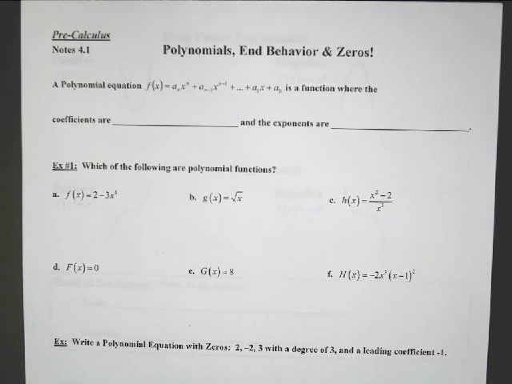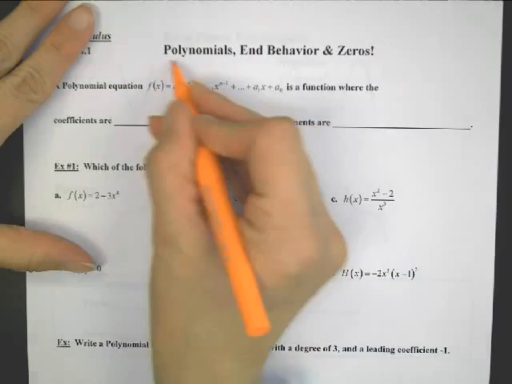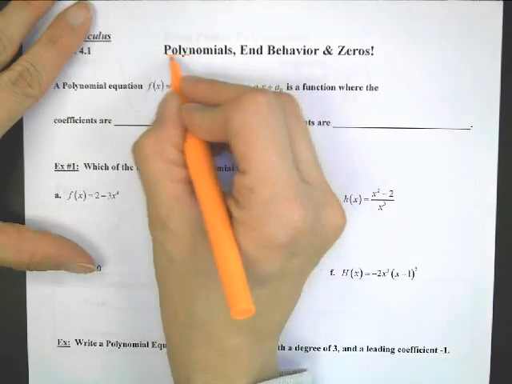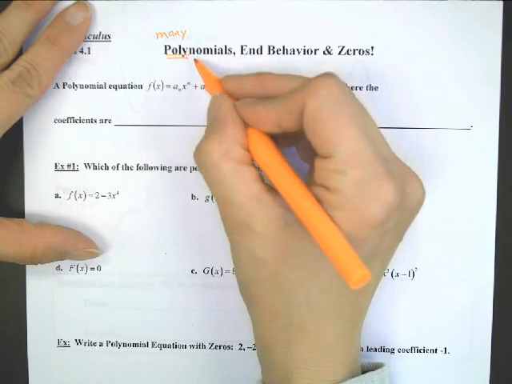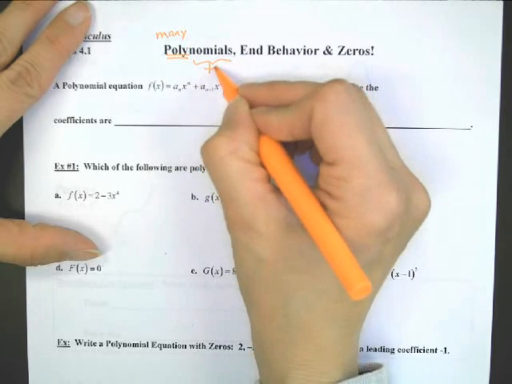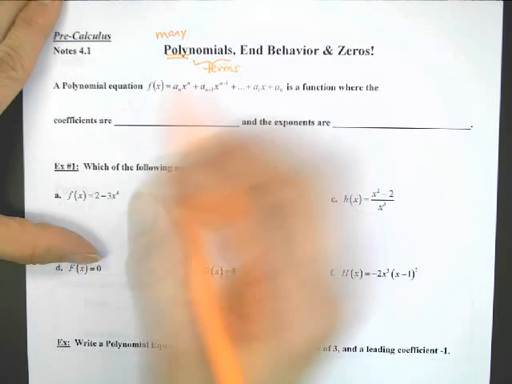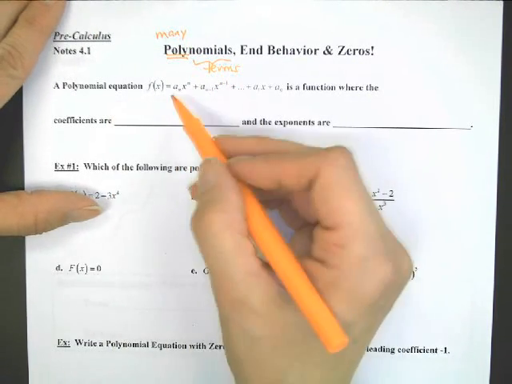Let's begin our investigation of Chapter 4, which is all about polynomials. Let's just stop for a second and make sure everyone knows what polynomials mean. Poly means many, and nomials are terms. Okay? Take a look at this polynomial equation.